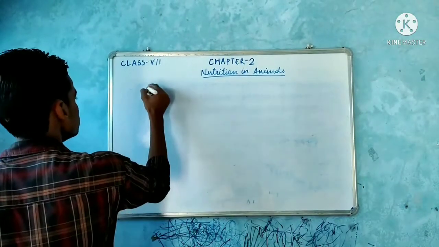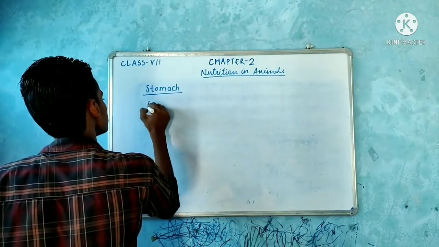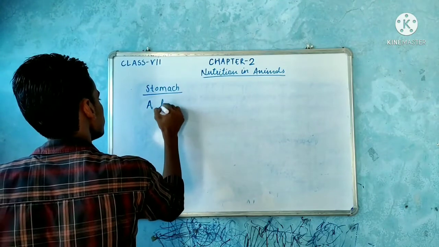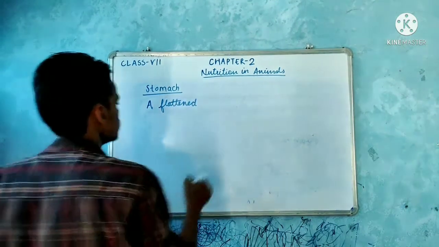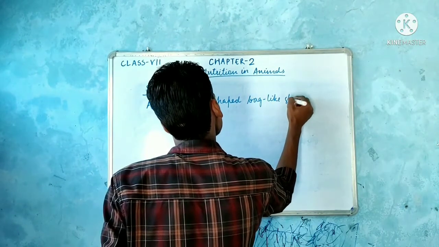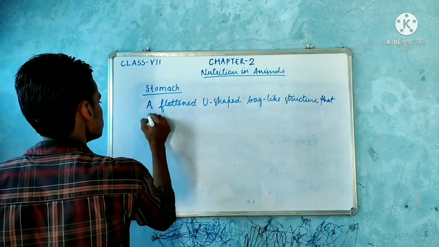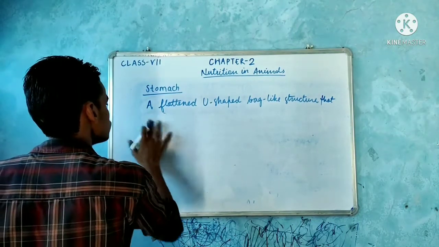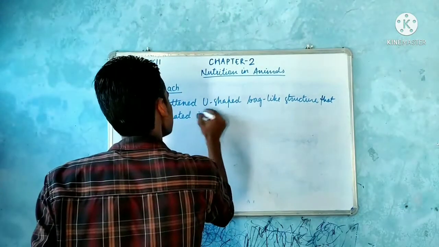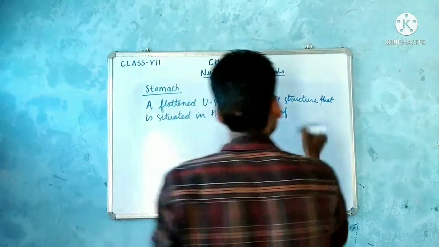The third part of alimentary canal is stomach. Stomach is the flattened, U-shaped, bag-like structure that is situated in the left portion of abdominal cavity.